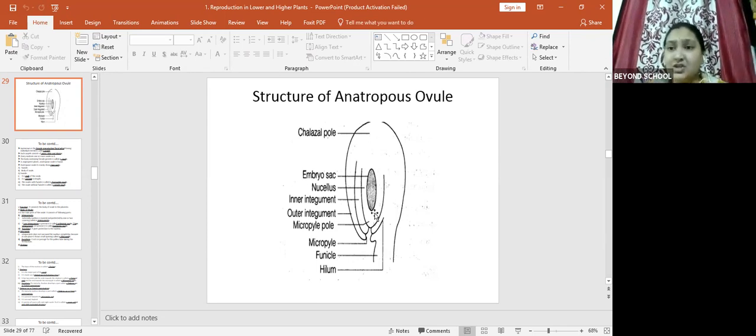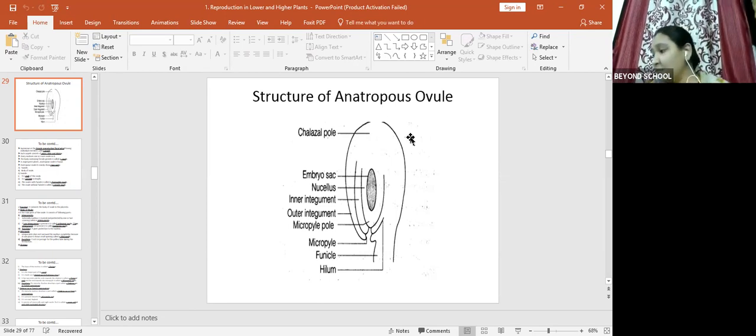Even in nature, we have an orthotropous ovule. Whenever the micropyle, which is the entry of the pollen tube, is at an upper direction, at an upper stage, rather than getting it from downwards, we call it an orthotropous ovule.